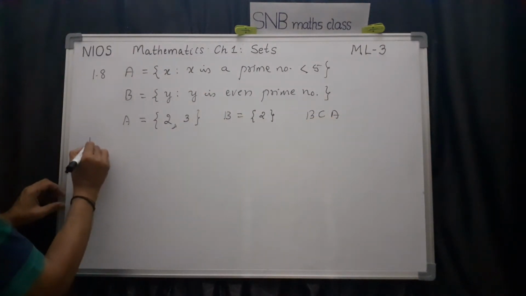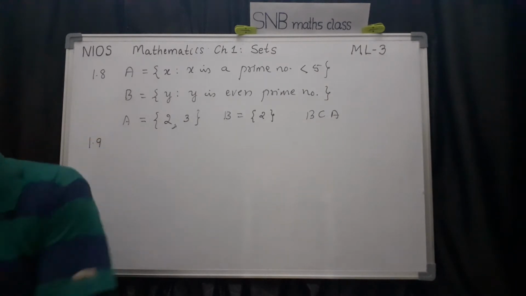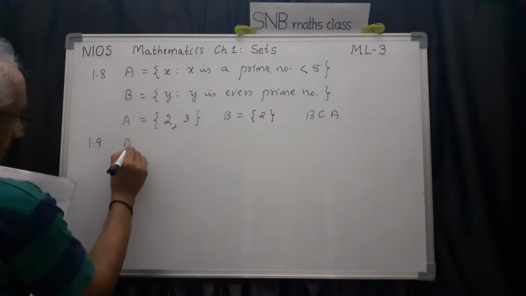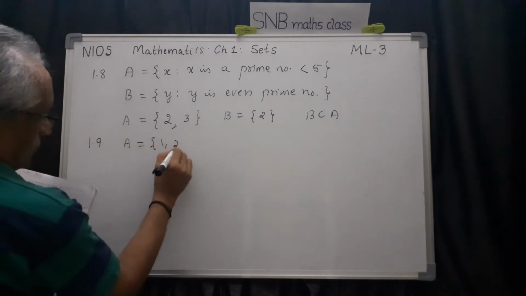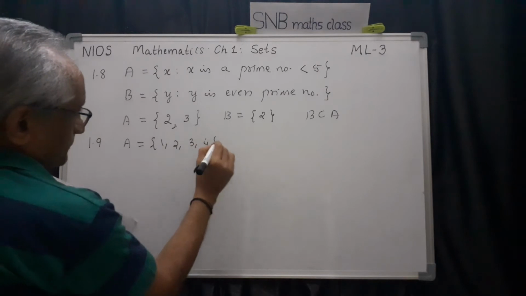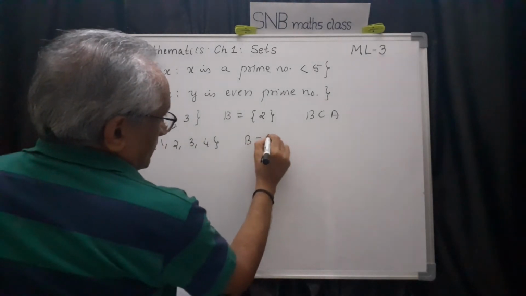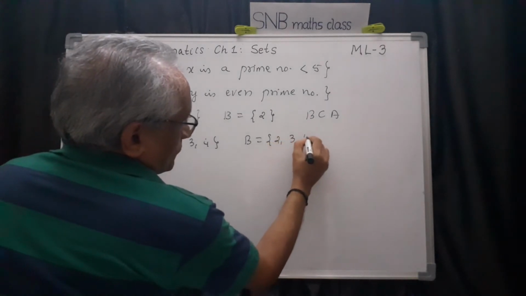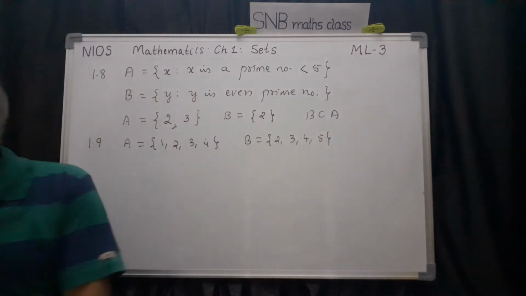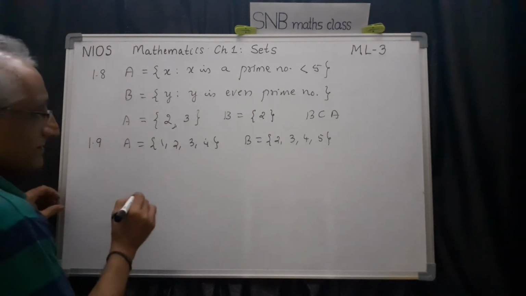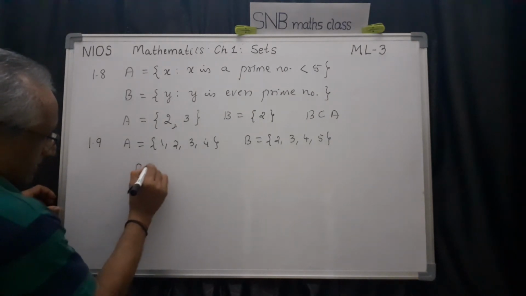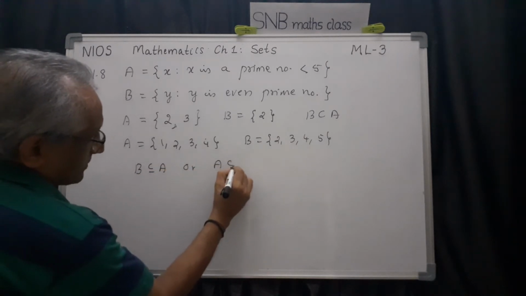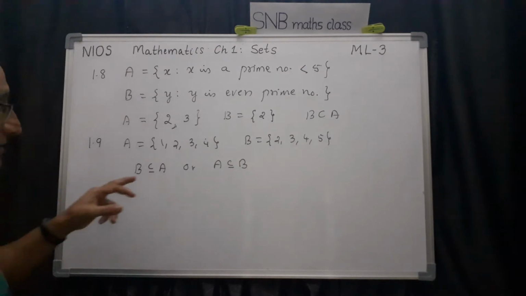This is the 1.8. 1.9 question is this. There are two sets. First one is A equal to 1, 2, 3, 4, and B equal to 2, 3, 4, 5. So 2, 3, 4, 5. Now the question is this, which set is subset of which set? That means the question asked is whether B is subset of A or A is subset of B. So this is the question.